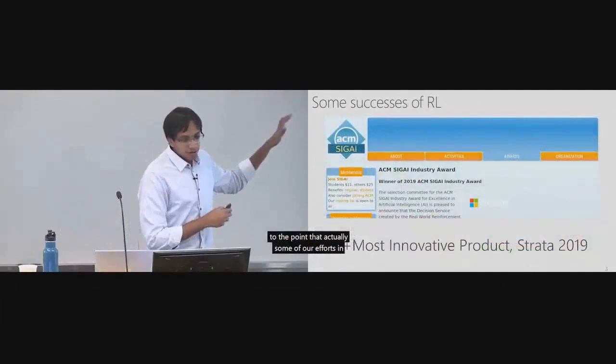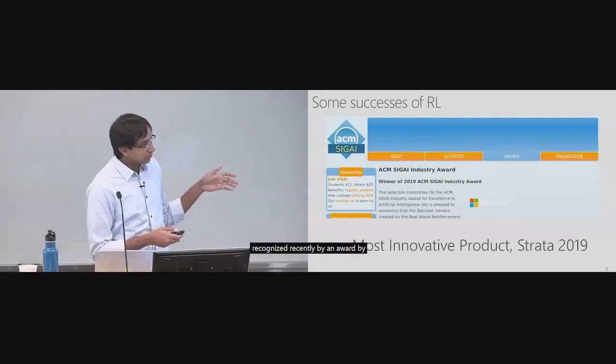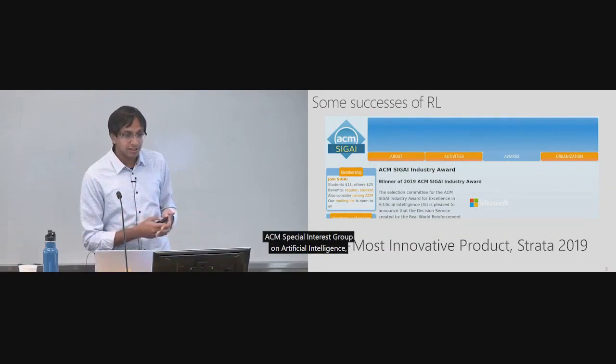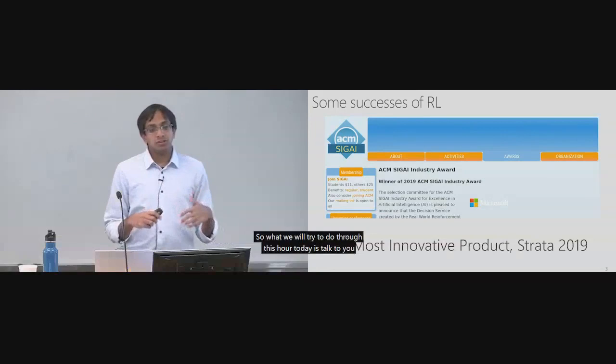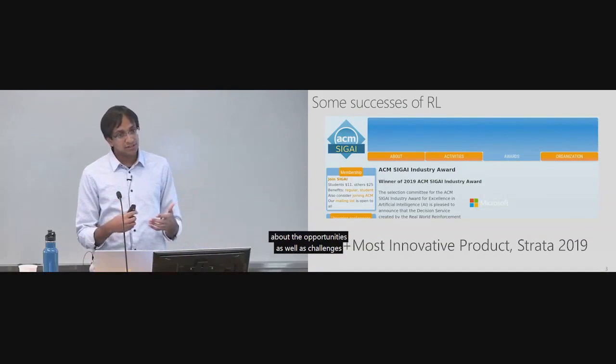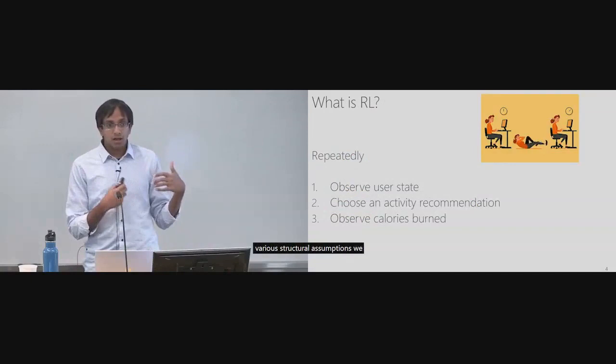To the point that actually some of our efforts in this area in building out a service which enables easier deployment of reinforcement learning in products was in fact recognized recently by an award by ACM Special Interest Group on Artificial Intelligence, because reinforcement learning is not that widely being industrially used yet. So what we'll try to do through this hour today is talk to you about the opportunities as well as challenges in trying to apply reinforcement learning to real-world settings. And I'll use this running example to both illustrate concepts and various structural assumptions we'll need at different points of time.